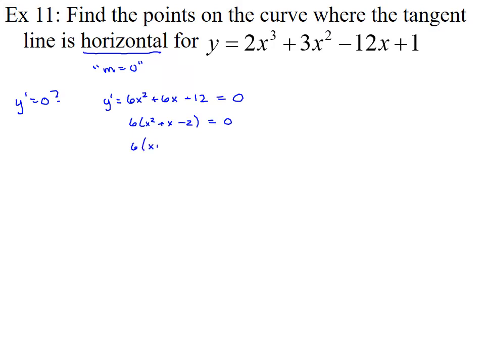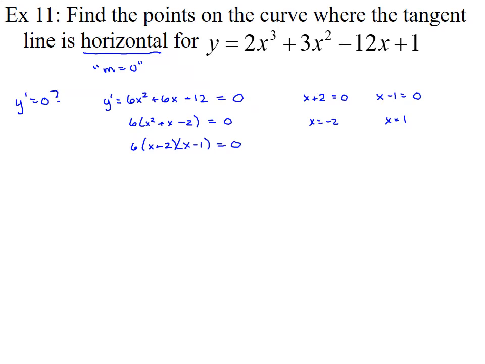Factor that quadratic. It should factor into x plus 2 times x minus 1. And then from algebra, you're going to set all of those equal to 0. Now, setting the 6 equal to 0 doesn't do anything, so don't worry about that. Instead, I'm going to do the x plus 2 is 0, and the x minus 1 is 0. And solving both of those equations separately gives you two different x values, negative 2 and positive 1.